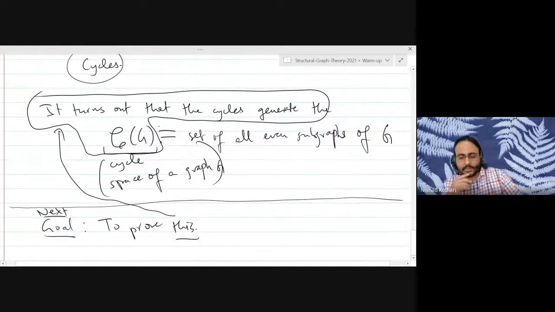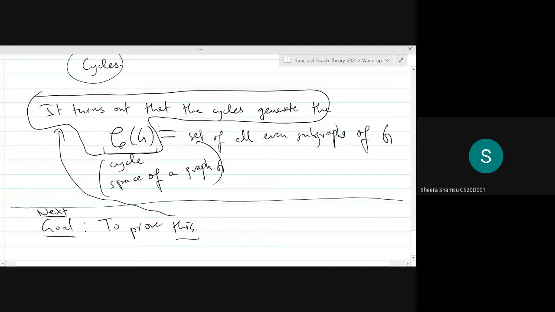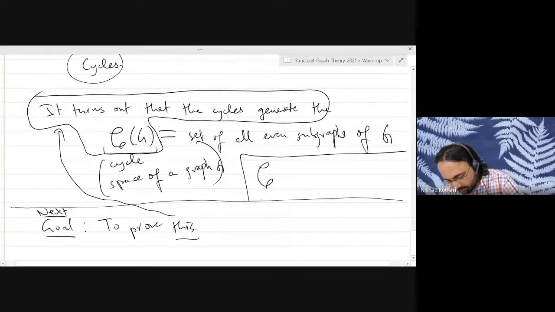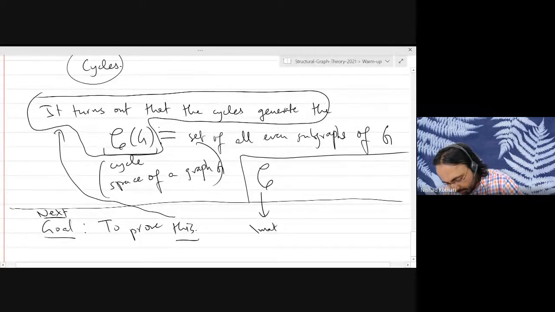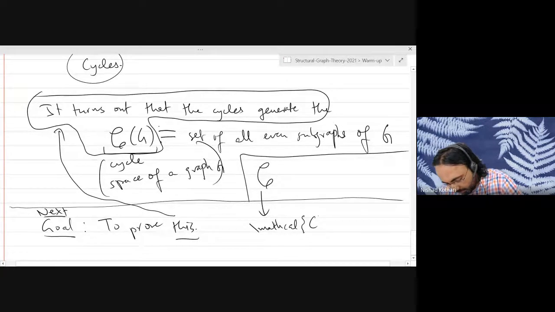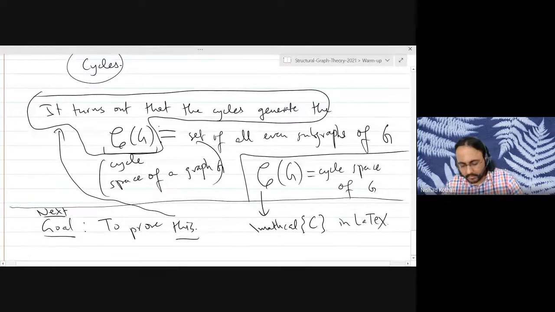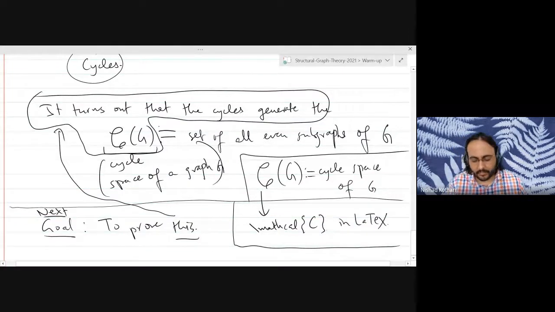Are there any questions or concerns? Sir, what is this notation called? That cycle space? Right. So it's script C of G. So in LaTeX, this is, I think, mathcal capital C. But, right. So this is script C of G. And this is the cycle space of the graph. Is that what you're asking? Yes, sir. Okay, so I'll just call it the cycle space of the graph. I won't read out the notation generally.